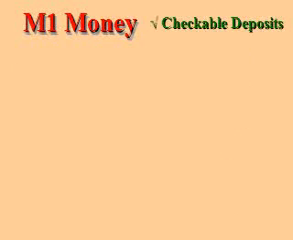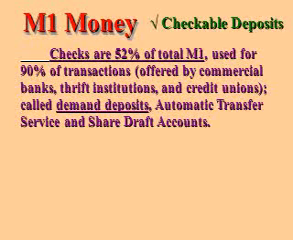Okay, more about M1 money here. In terms of checkable deposits, checks are about 52% of total M1, and they're used in about 90% of the transactions. Most banks and most firms don't operate with cash when they're operating between each other. You've also got automatic transfer service and share draft accounts. For example, when I pay my electric bill to Commonwealth Edison, I use an electronic check or an automatic transfer, and Chase will automatically transfer that money from my account to Commonwealth Edison.